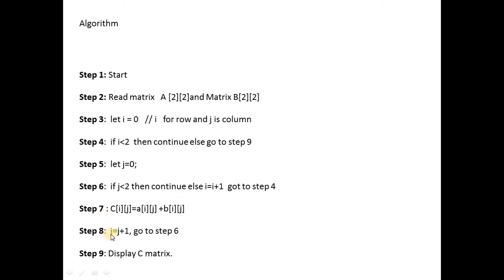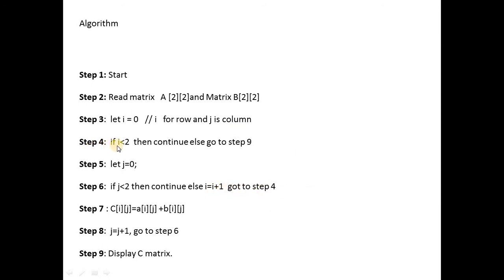So next, step 8, j is equal to j plus 1. j is equal to j plus 1, which is 1 plus 1, 2. Go to step 6. In step 6, 2 less than 2, false or not? False. As it is false, you have to move to i is equal to i plus 1. Already i is 1, so 1 plus 1 is what? 2. So you have to go to step 4.